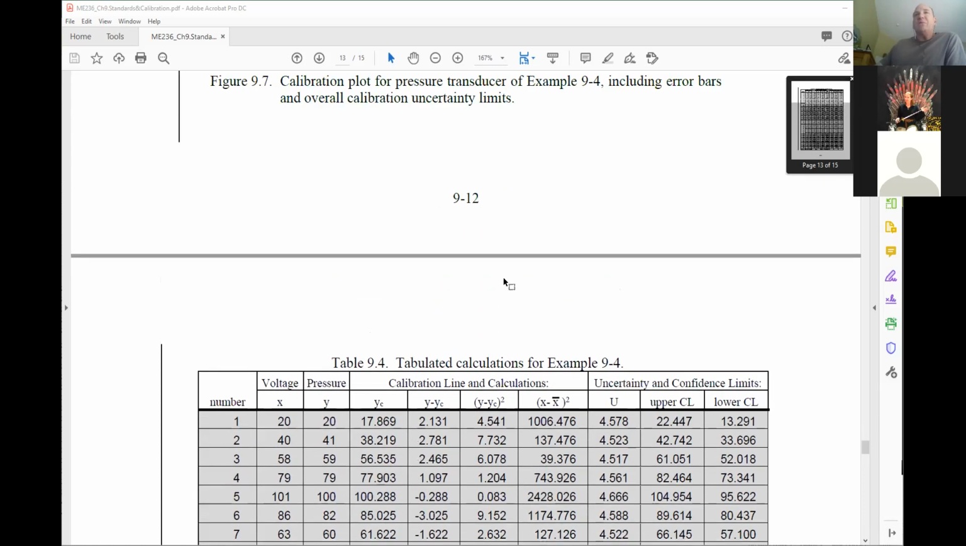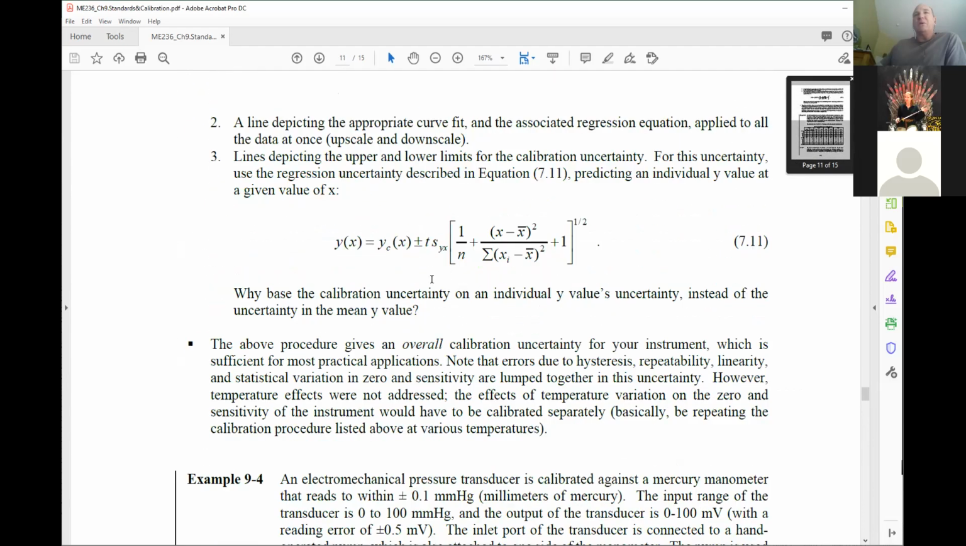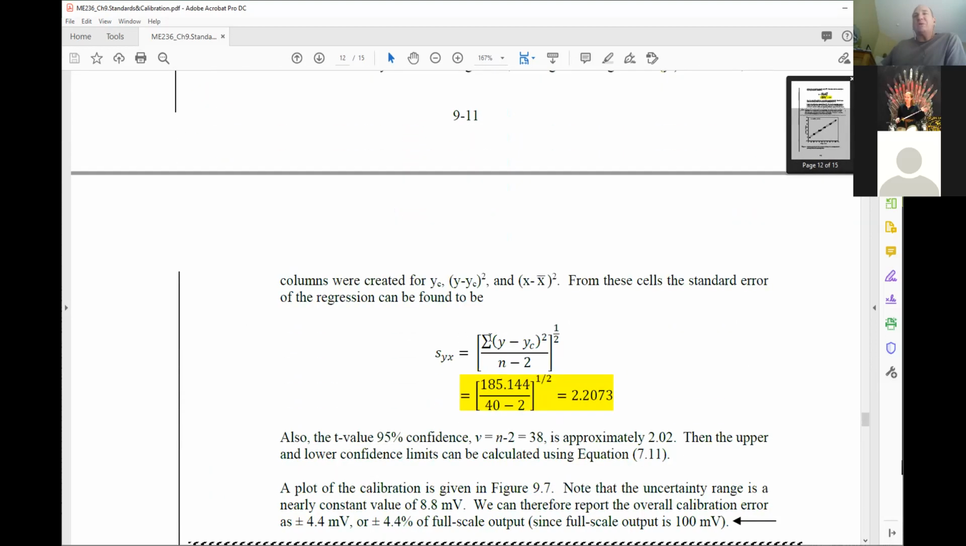Now U comes from this equation up here. And so what this equation represents is here's your YC at a certain X, and then your U value is this whole term over here, where you take the T from your T-test, you multiply it by this S sub YX, and then it's this 1 over n x minus. So this is all stuff you can pull from it. So this term S sub YX, that is actually found with this equation here. So all of this can be just programmed in Excel to do. It's not really that difficult.